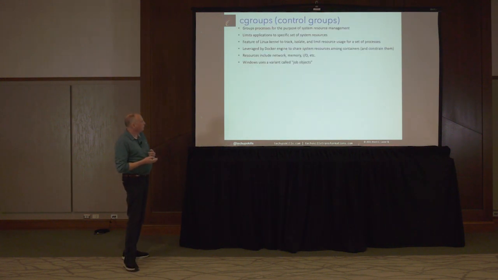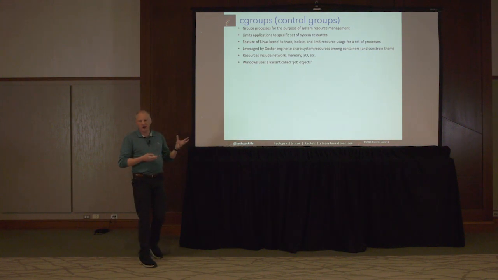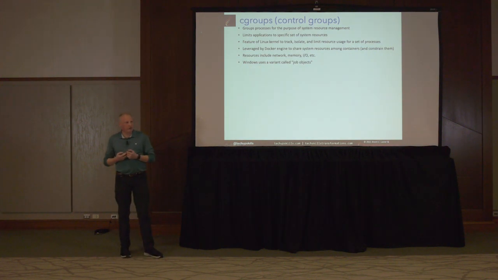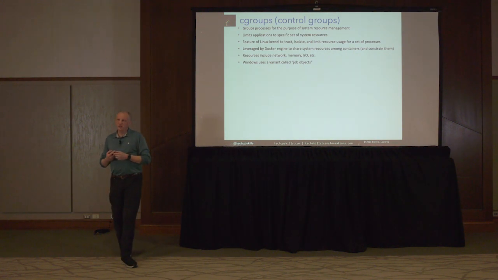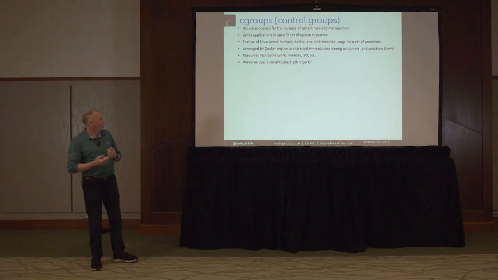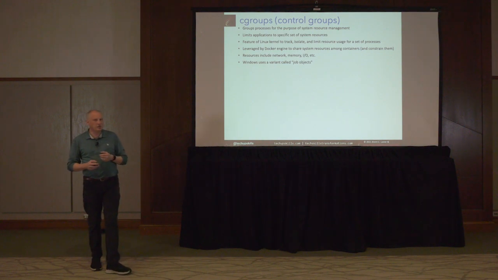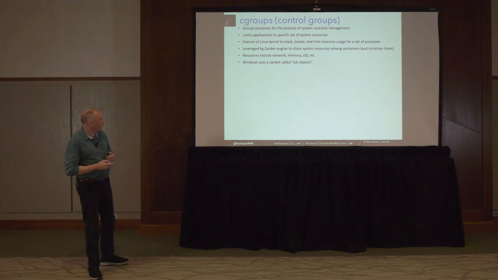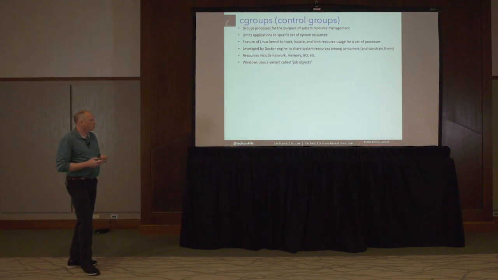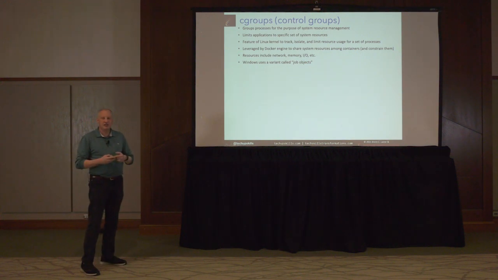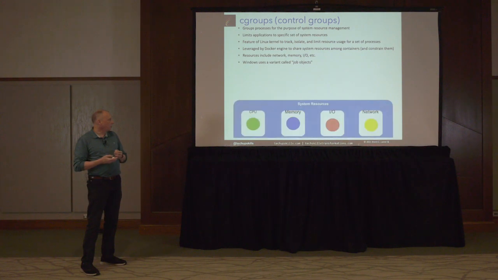So let's take a little bit more look at a couple of these technologies. I don't want to dive too deeply into it, but to give you a better sense of it. C groups or control groups. This is a Linux feature that groups processes for the purpose of system resource management. It tracks, isolates, and limits resource usage. It's basically taking some of the system resources and just putting them together into a group here.